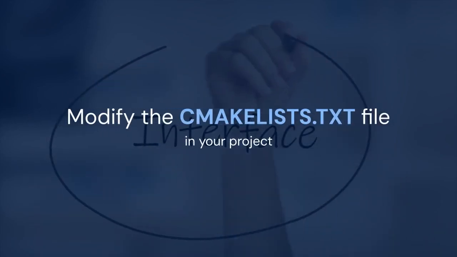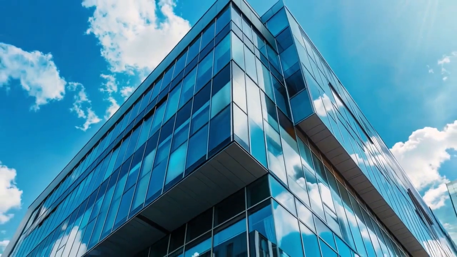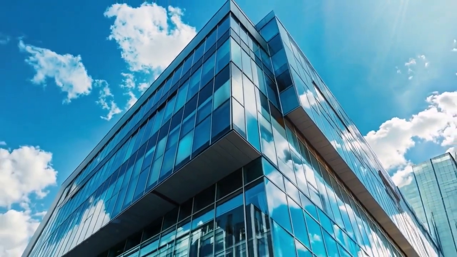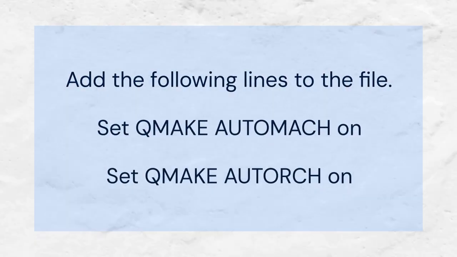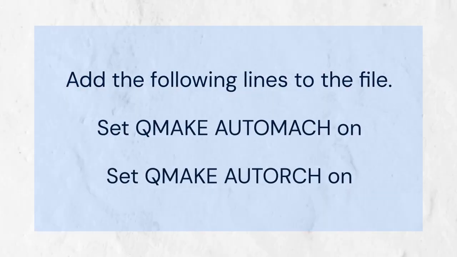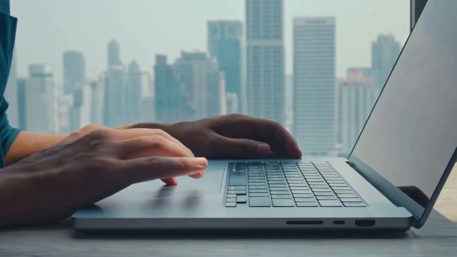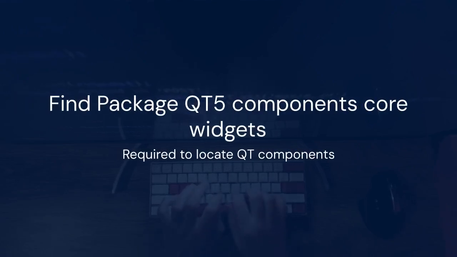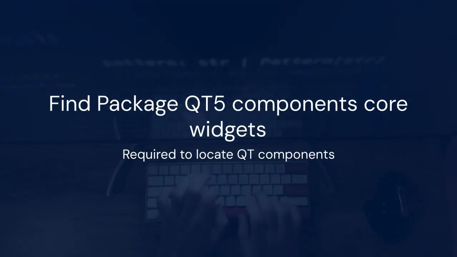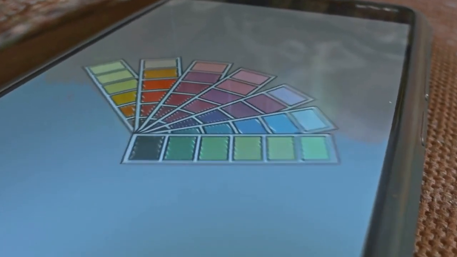Next, we need to modify the CMakeLists.txt file in your project. Open the CMakeLists.txt file. Add the following lines to the file: set CMAKE_AUTOMOC ON and set CMAKE_AUTORCC ON. These lines enable automatic MOC, the meta-object compiler, and RCC resource compiler processing. Add the line find_package Qt5 COMPONENTS Core Widgets REQUIRED to locate Qt components. Specify which Qt modules you need, such as Core and Widgets.